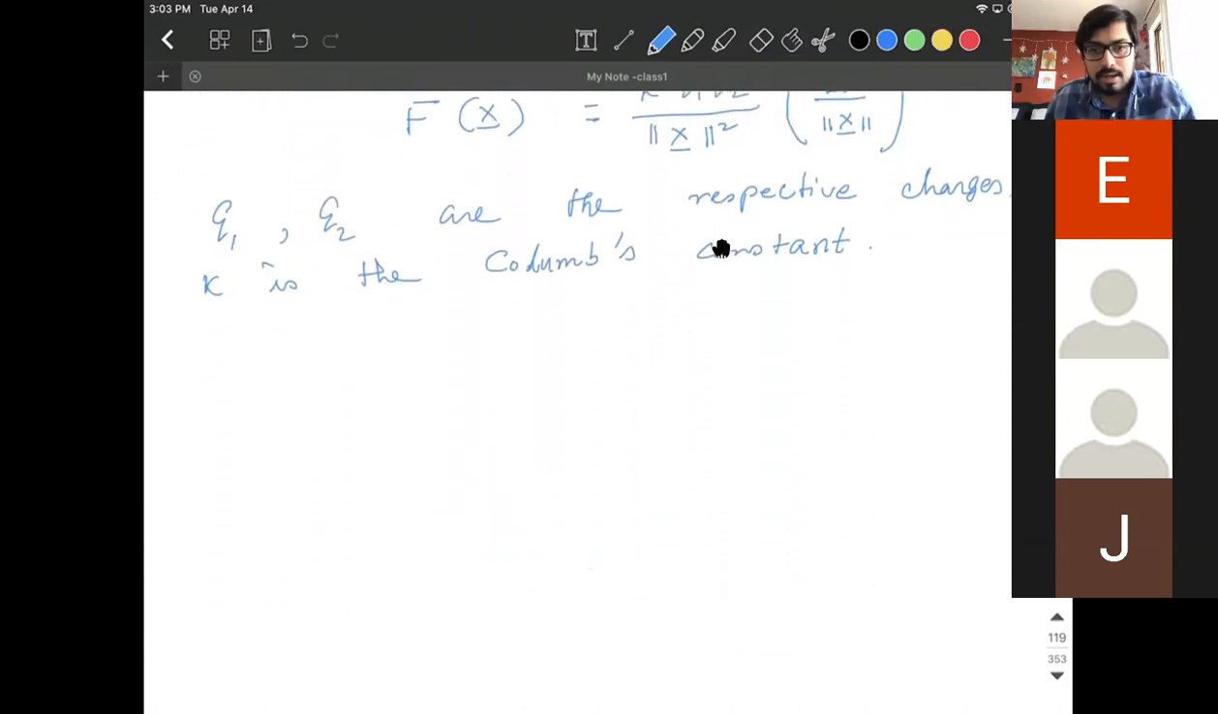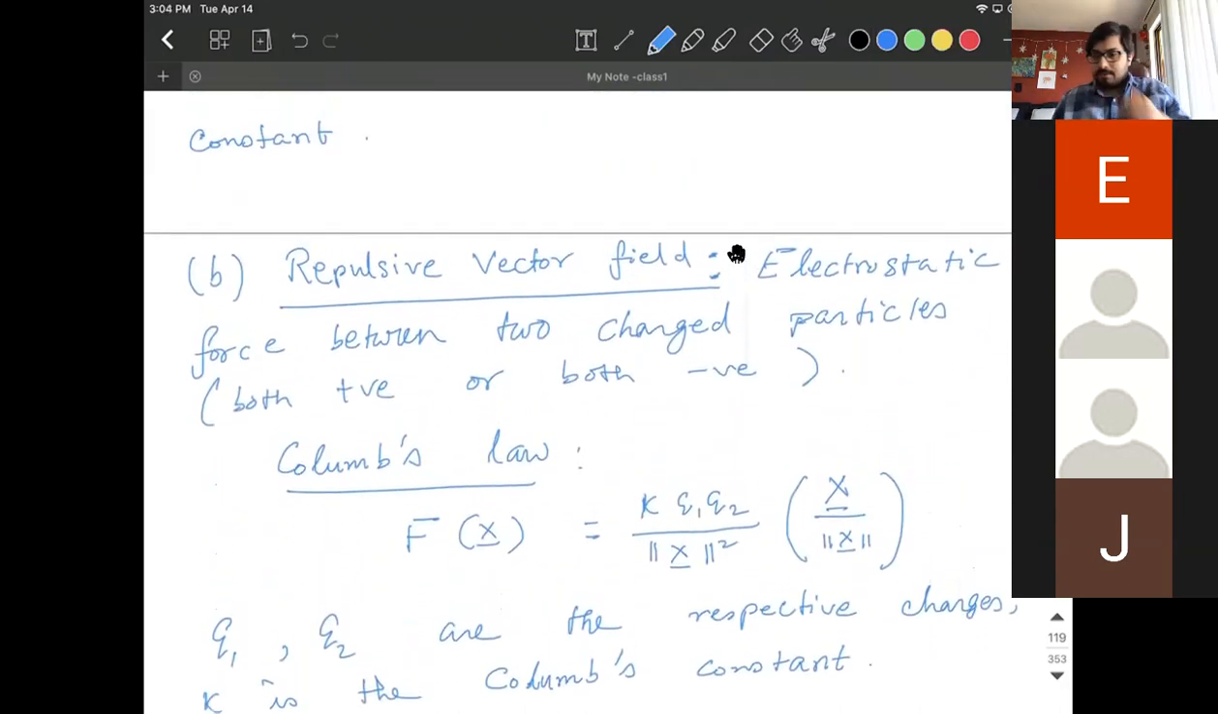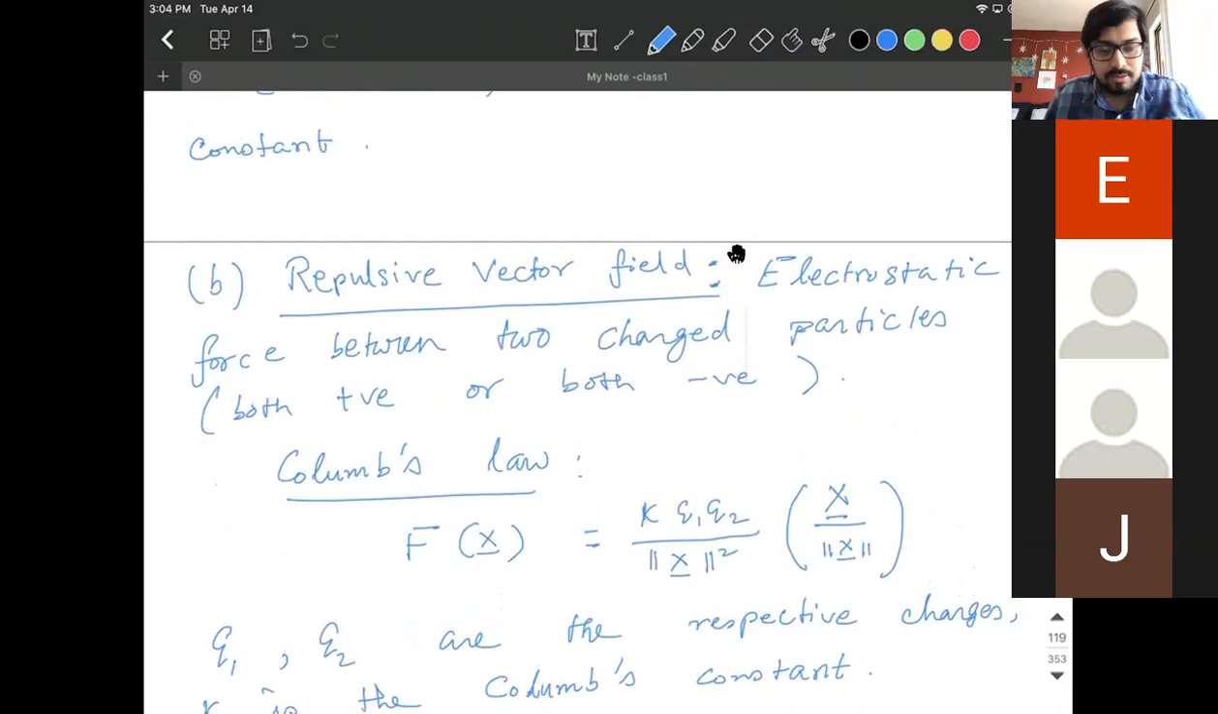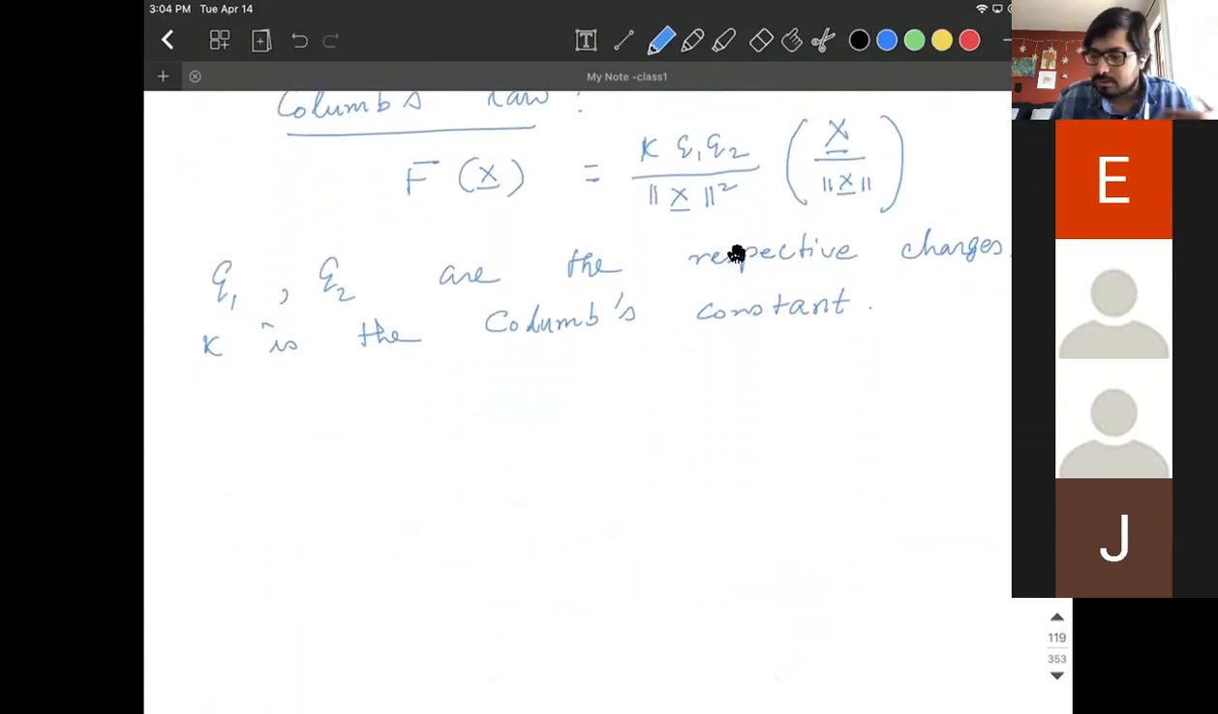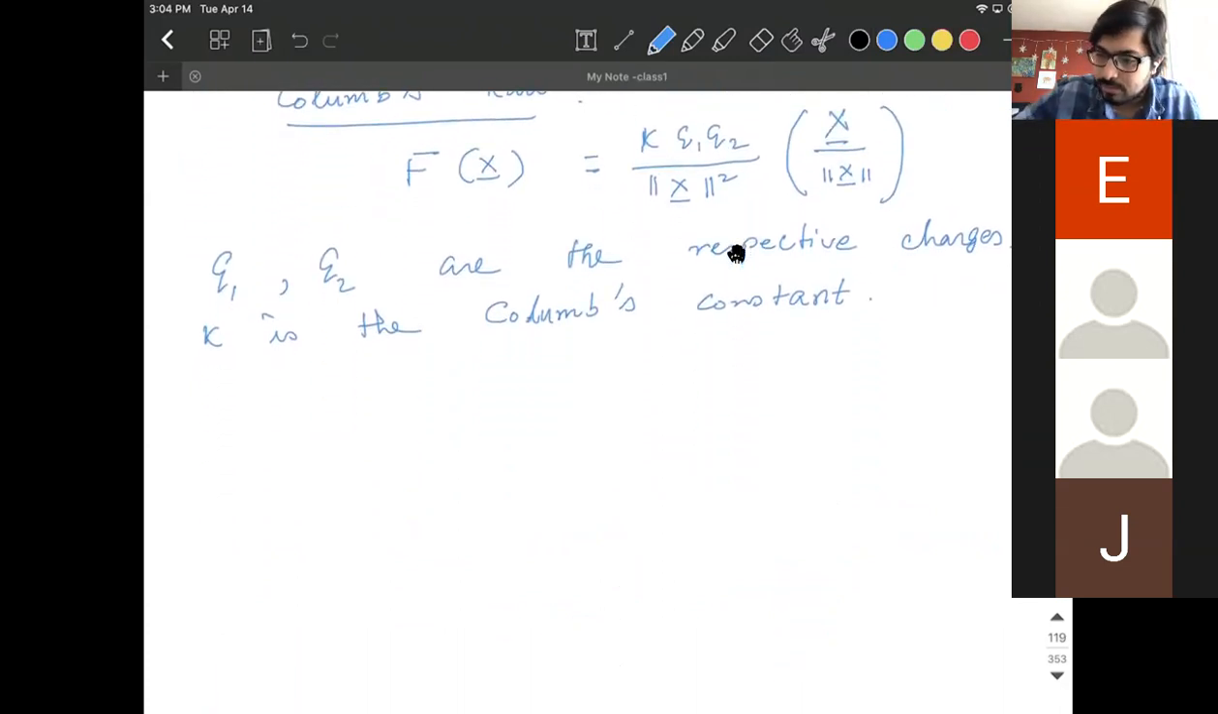Okay, so we have sufficiently many examples of vector fields to probably convince you that they're important in the sense that they occur in nature. So gravitational force and electrostatic force, they are probably the two most important forces that one can study in nature.